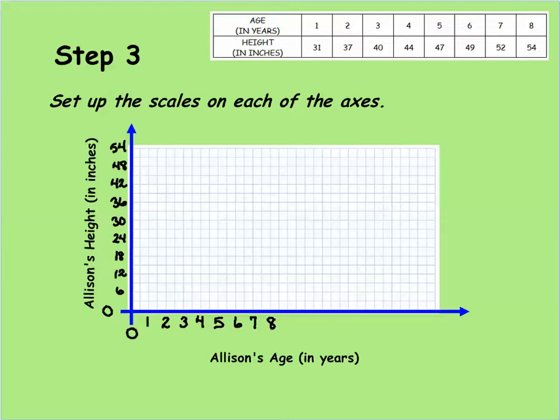For the y-axis, we need to determine an appropriate scale for Allison's height data. We have many choices. If we start at 0, we can use a scale of 3 and fit all of our data points. Now that we have our axes scaled, let's plot our points.